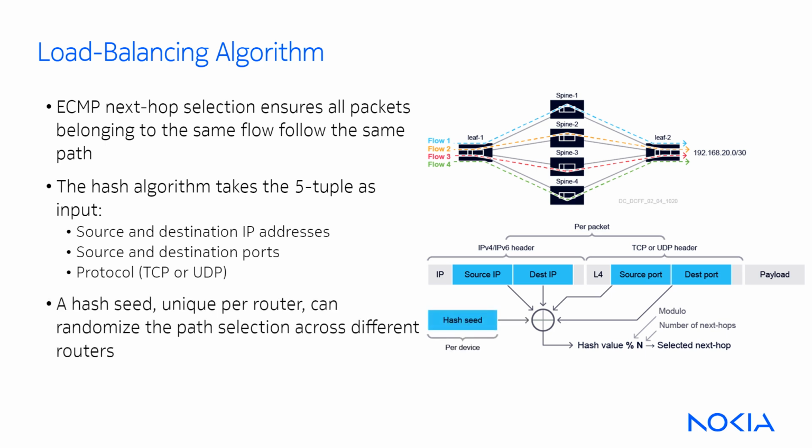A hash seed unique for each router is also used as input to the hash algorithm to randomize the path selection on different routers. For example, a given flow may follow interface 1 on the first router and interface 2 on the second router. By default, the hash seed is generated using the chassis MAC address, but it can be explicitly configured.